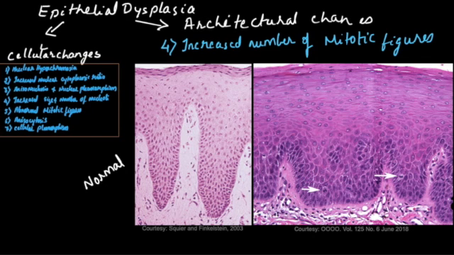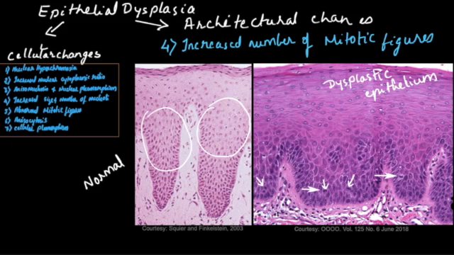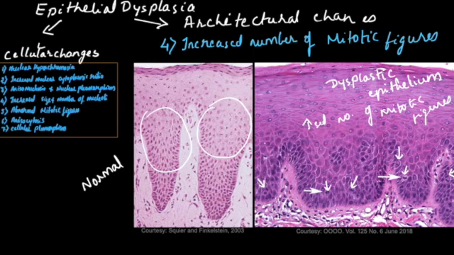Here are the photomicrographs of normal and dysplastic epithelium. In the normal, we don't see mitotic figures, whereas all these white arrows pointing in dysplastic epithelium are all the mitotic figures, and you can definitely see there is an increased number of mitotic figures in dysplastic epithelium. We can count all these mitotic figures in the dysplastic epithelium and calculate the mitotic index.